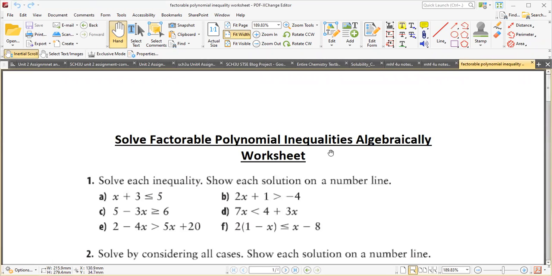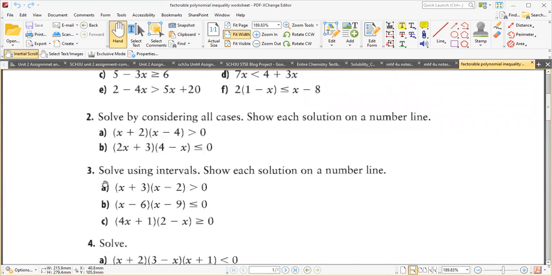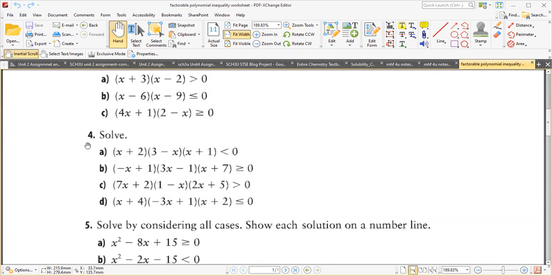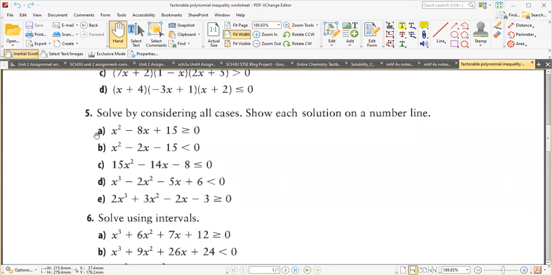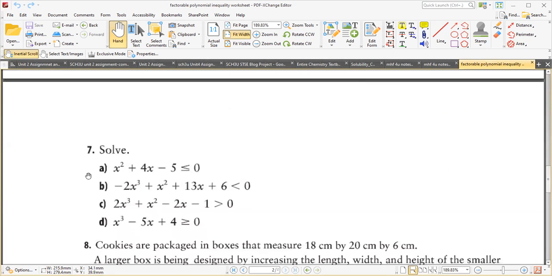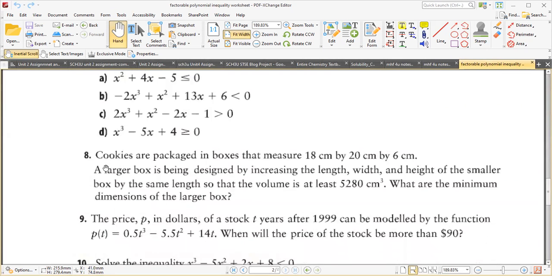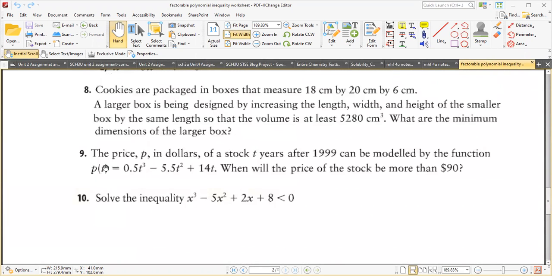Now the worksheet. Solve each inequality, each of the solutions. So I'm expecting a student to do part A, C, and E. Question number 2. Question number 4, A and B. Question number 5, A and B. Question number 6A. Question number 7A. Yes, that's it for these questions.